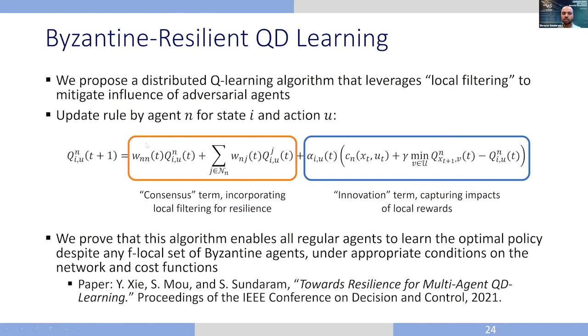So again, we propose a simple distributed Q-learning algorithm that uses this idea of local filtering. It throws away extreme values from your neighbors at each iteration and uses the rest in an appropriate sense. We propose Q-learning rules where you use local filtering to mitigate extreme behavior, use consensus-type terms to incorporate information from others, and use innovation terms that account for local experiences and local costs. Under appropriate conditions on the network, the adversarial agents, the cost structures and so forth, we can show that this does enable learning. That's a paper that will show up this year at the Conference on Decision and Control.